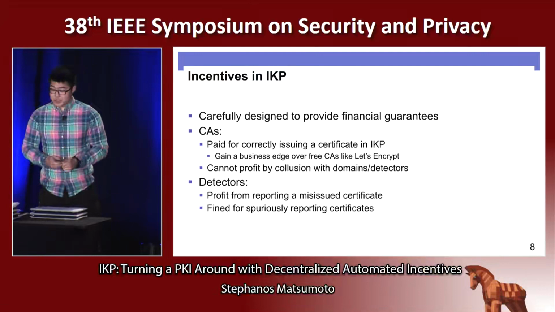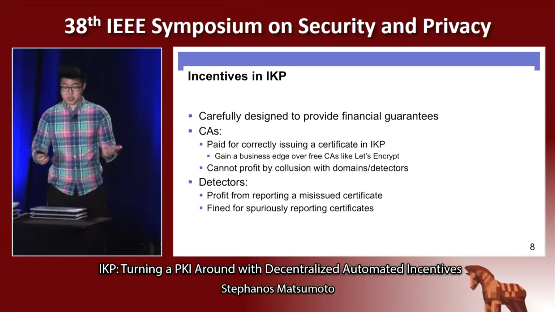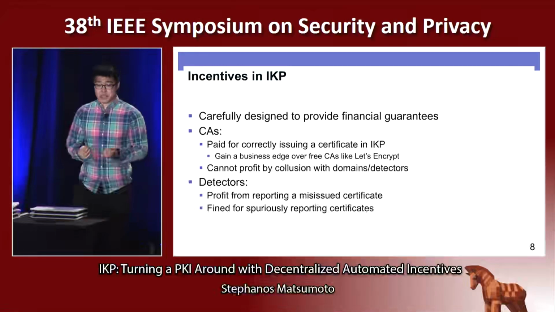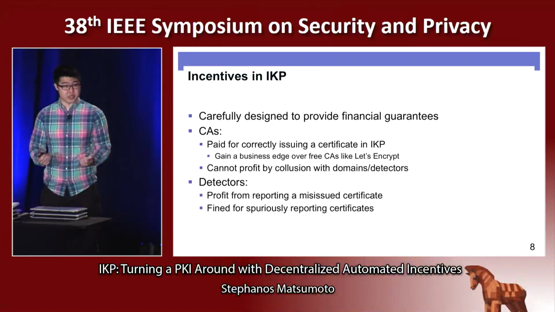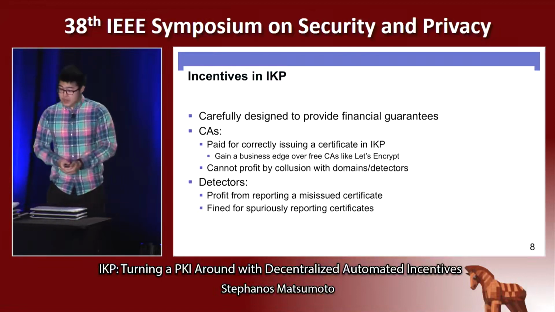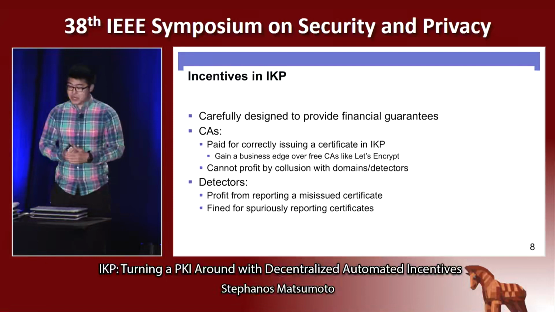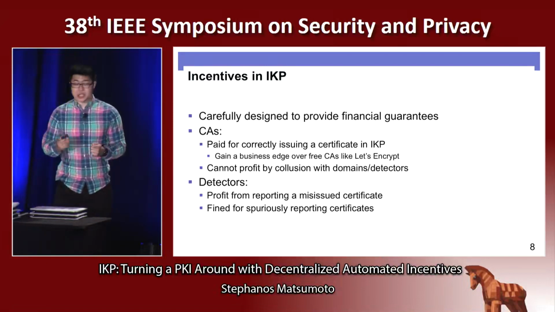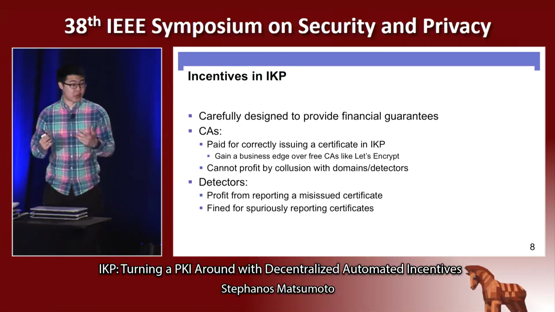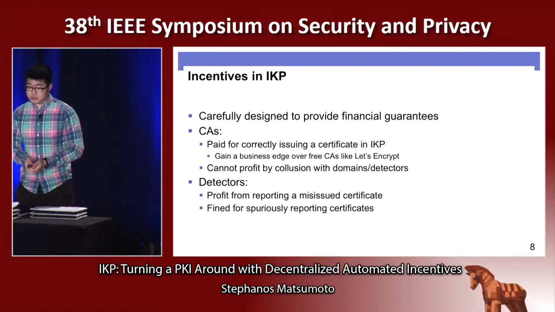Namely, for CAs, CAs can profit from correctly issuing certificates, as we saw earlier, and this can give them a business edge over free CAs like Let's Encrypt, which is becoming increasingly used in TLS today. And our payment mechanism also guarantees that a CA cannot collude with a domain or a detector and purposely issue an unauthorized certificate in order to profit from the payouts that all the parties together would receive.